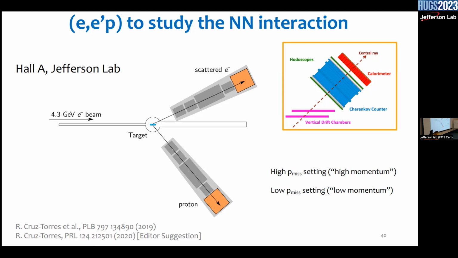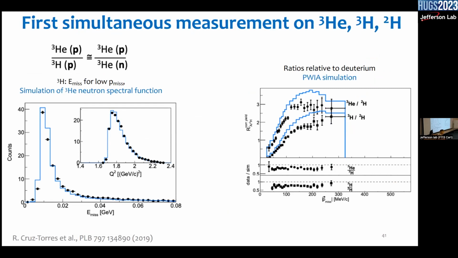And so what we were able to do then is set your spectrometer locations to have a high missing momentum setting. So you're looking at these particles coming from high missing momentum, or SRCs, and your low missing momentum, or your mean field. And so this was the first simultaneous measurement in a single experiment done on helium-3, tritium and deuterium. And so we were able to obtain a generally good agreement of the helium-3 neutron spectral function as shown here. We do that by assuming that you have some isospin symmetry between the helium-3 and the tritium.